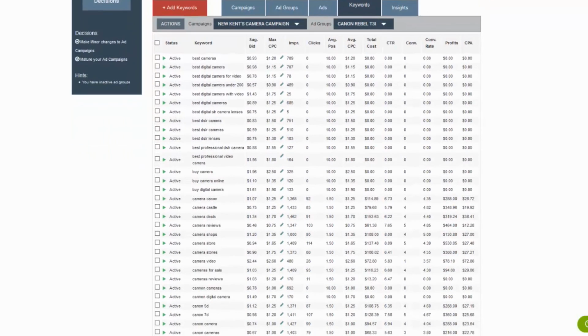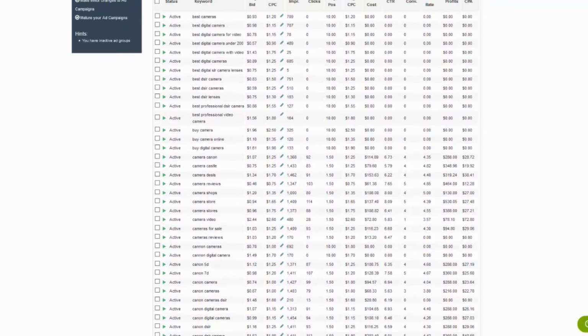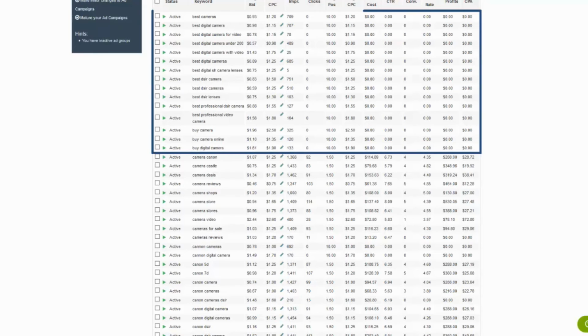Here again, we have very broad keywords: best cameras, best digital camera. We have a long list of cameras, not all of them related to even Canon, let alone the Canon Rebel T3i. And if you notice, these top, looks like 15 keywords are all at average position 10, meaning the search engine didn't see any value in what you were providing for these keywords. So we want to get rid of those keywords immediately, and that should improve performance.